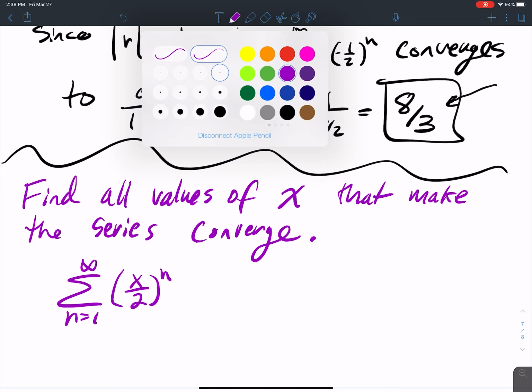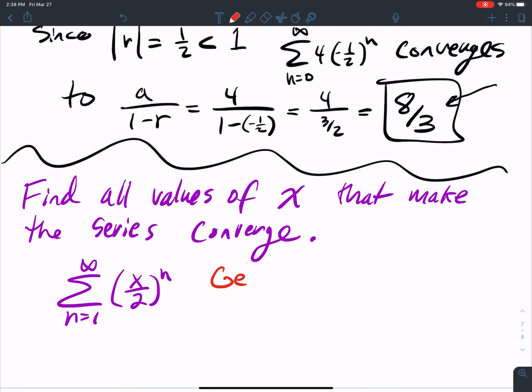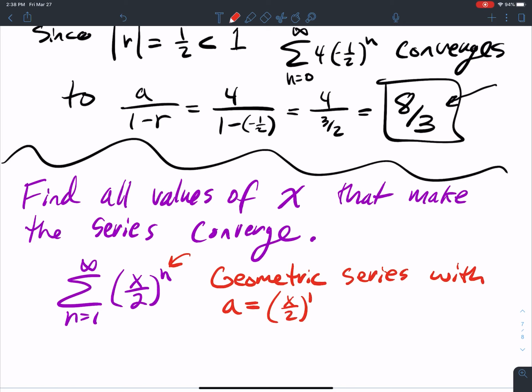Now, what do we know? It's a geometric. How do we know it's geometric? Because we have some raised to the n power here. I'm multiplying by some common ratio every time. So it's a geometric series with a equal to, well, what's the first term? It's x over 2 to the n, which is 1 for the first term, okay? And r equal to, well, the common ratio is x over 2.